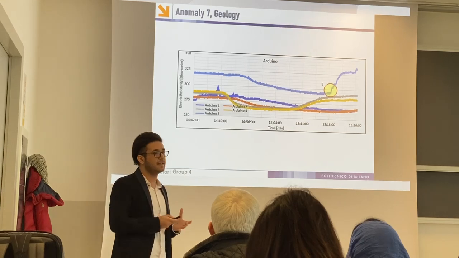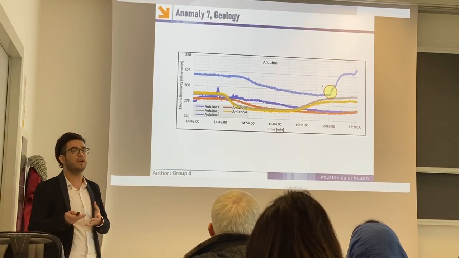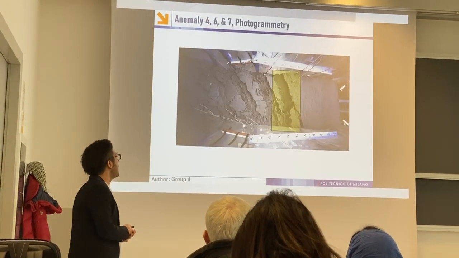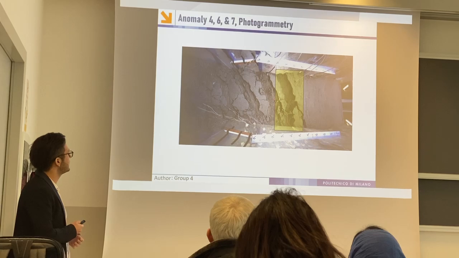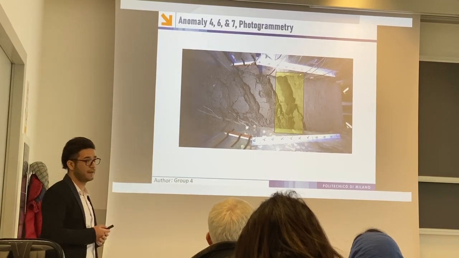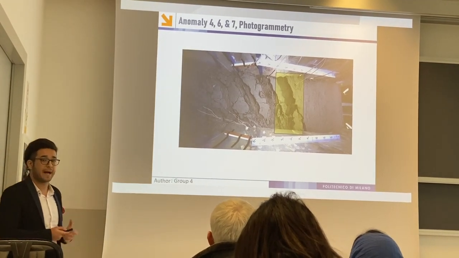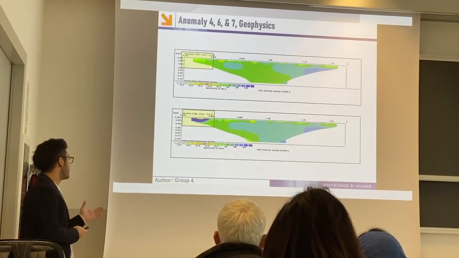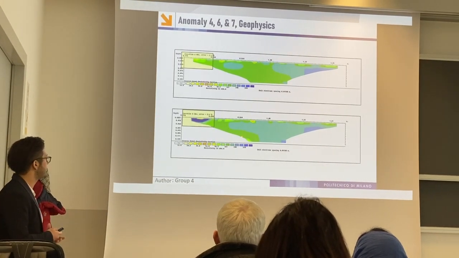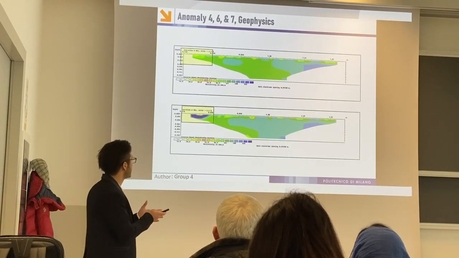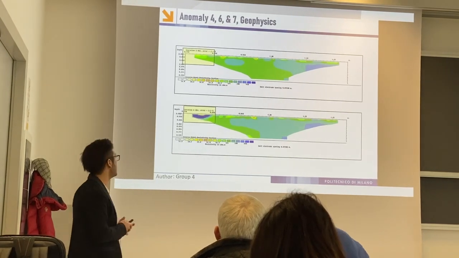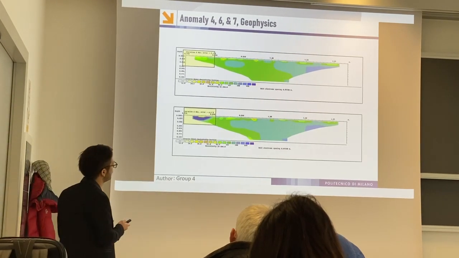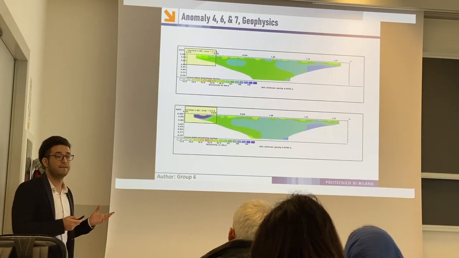We have investigated this anomaly to see what the root of this unexpected behavior is. Looking at the photogrammetry, this is the last failure, the collapse of our slope, as we said. And here are the results from the geophysics. This is the model taken after the time of that failure. As you can see here, there is this dark blue color corresponding to very large values of resistivity, which shows the presence of cracks and voids.